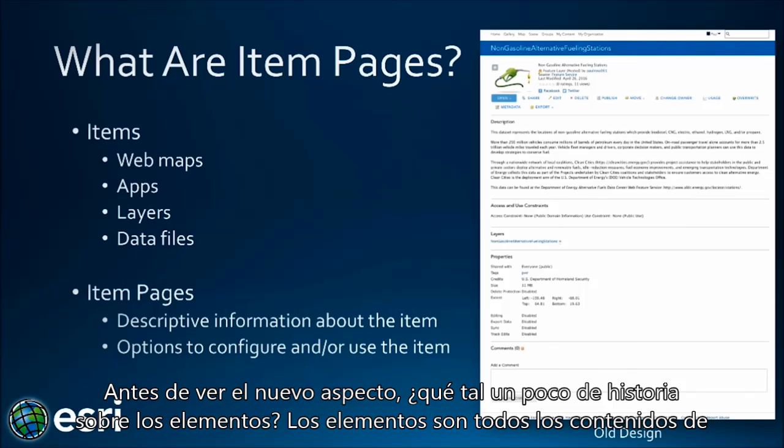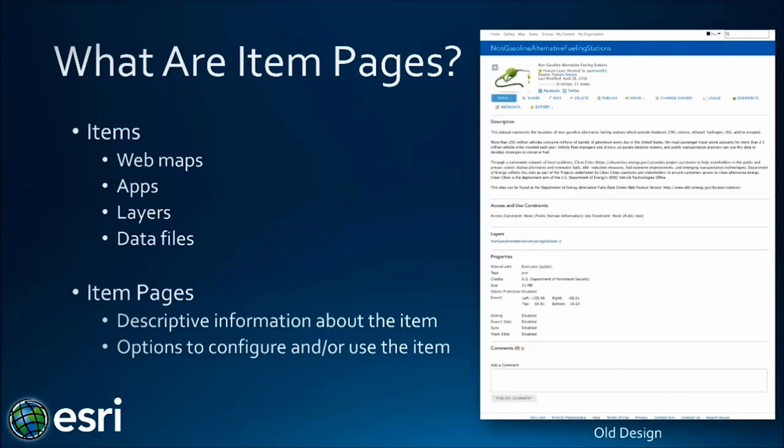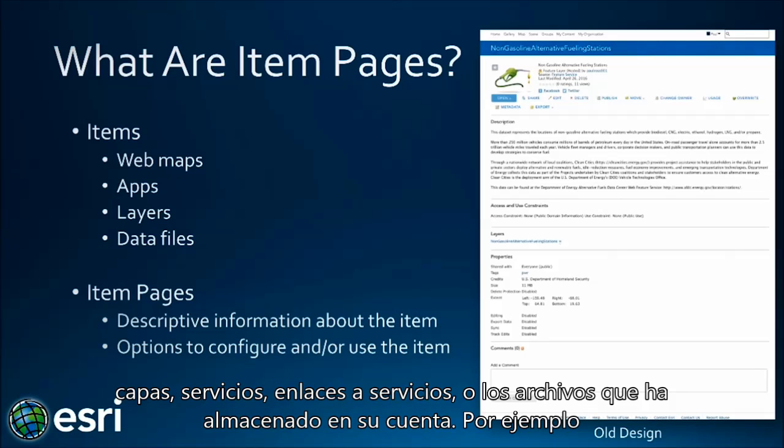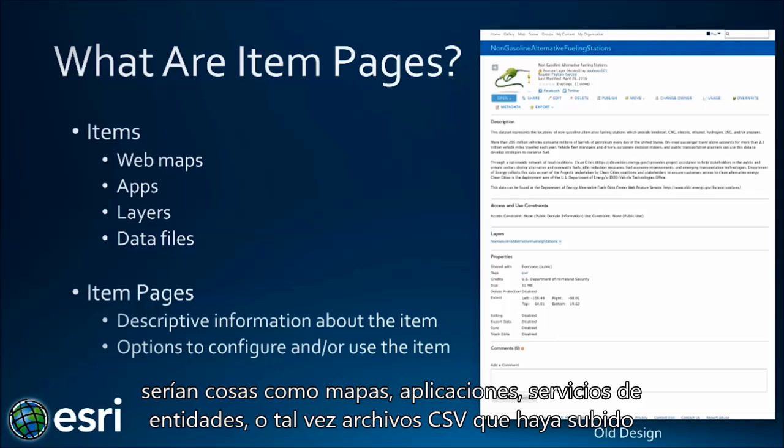Before we see the new look, how about a little background on items? Items are all of your ArcGIS Online content and everything cataloged on ArcGIS Online. This includes maps, apps, layers, services, links to services, or files you've stored on your account. So examples would be things like web maps, apps, feature services, or maybe CSV files that you've uploaded.